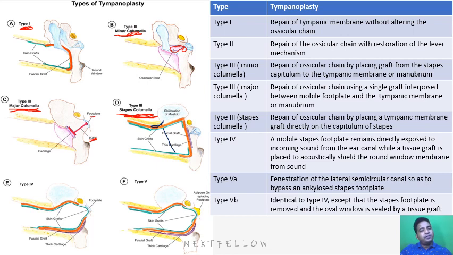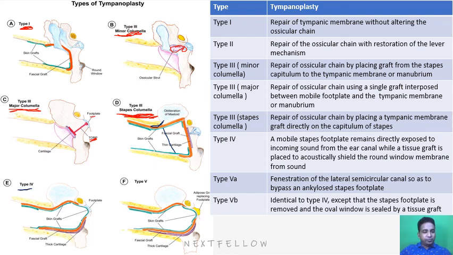Scutum or capitula, but here what we are doing, since malleus and incus are not there or they are necrosed, we remove them and directly put a graft over the stapes capitulum. Okay, so either the cartilage graft or the fascia graft, that is known as a type 3 stapes columella.